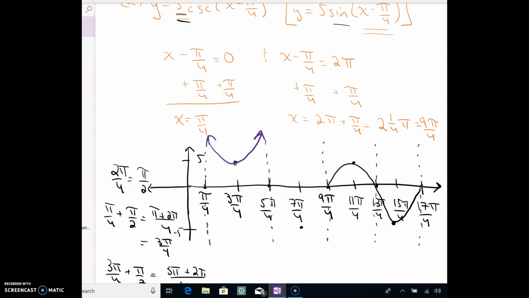Let's see if we can just, oh, there we go. This used to look like this. That was a valley. It's now going to become a peak. This right here is a peak. It's now going to become a valley. This is a valley, and it's now going to become a peak. So this is a graph of two periods of the function y is equal to 5 cosecant of x minus pi over 4. Pretty neat, huh?